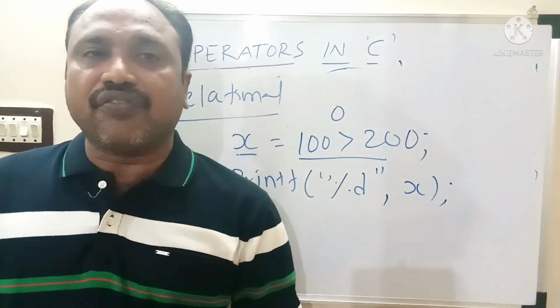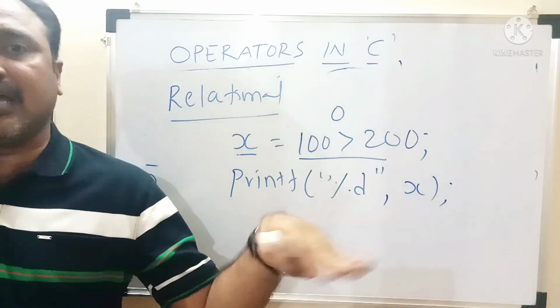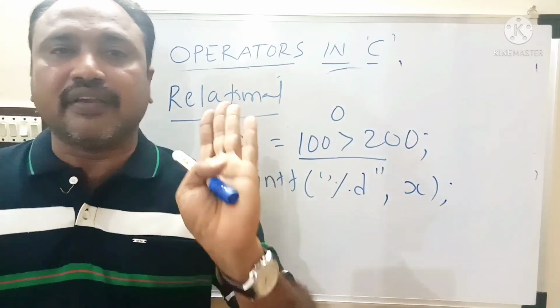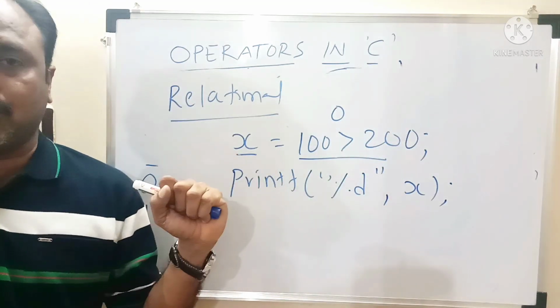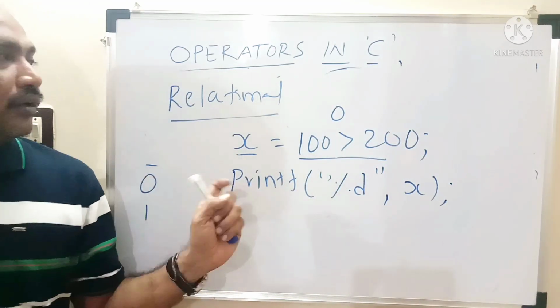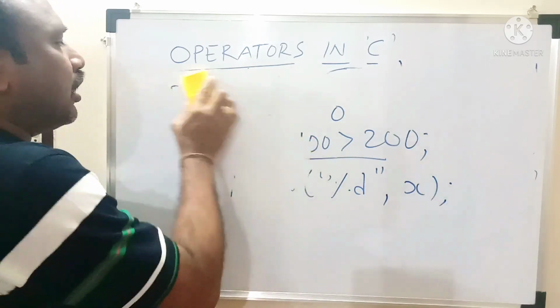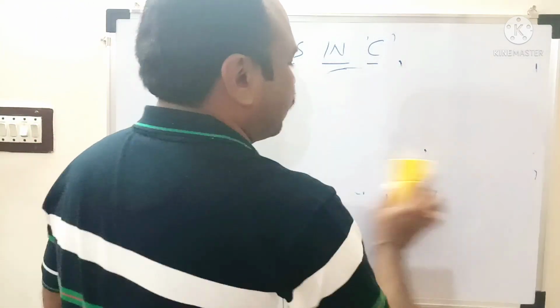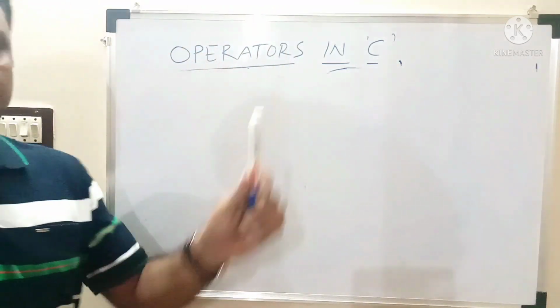If the condition is false, whatever condition we are checking, using greater than, less than, greater than or equal to, less than or equal to, you will get the result as 0. So all relational operators will return either 0 or 1. Condition true means 1. Condition false means 0. That is about relational operators.